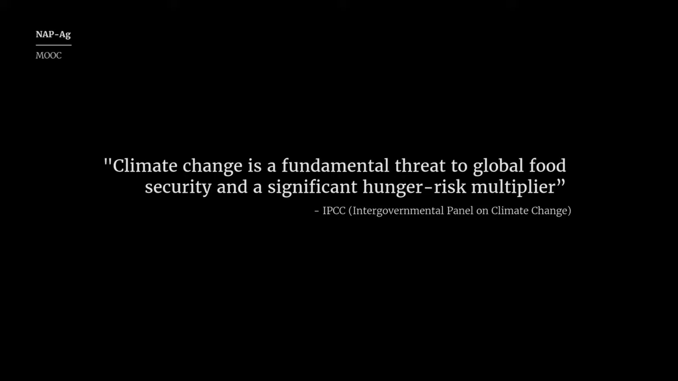And yet, agriculture is so sensitive to climate change. This is why IPCC considers climate change a fundamental threat to global food security and a significant hunger risk multiplier. Rising temperatures, erratic precipitation, sea level rise are already affecting food security, and these impacts are expected to become stronger. I'm going to use this as an opportunity to get a little more specific about food security. Where did this concept come from, and why is it important we talk about it?